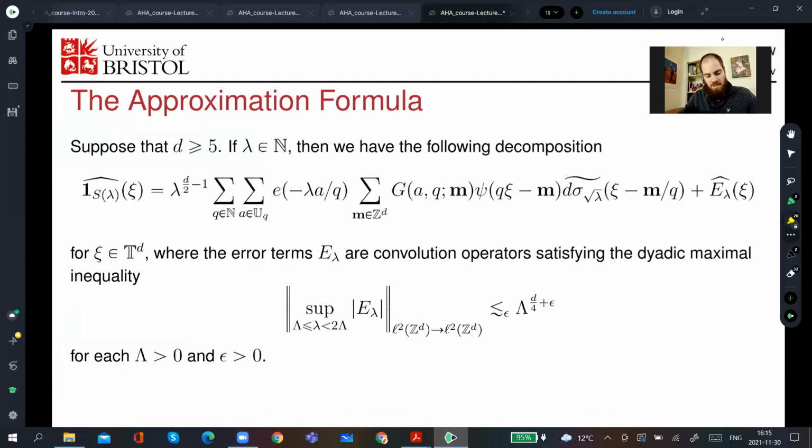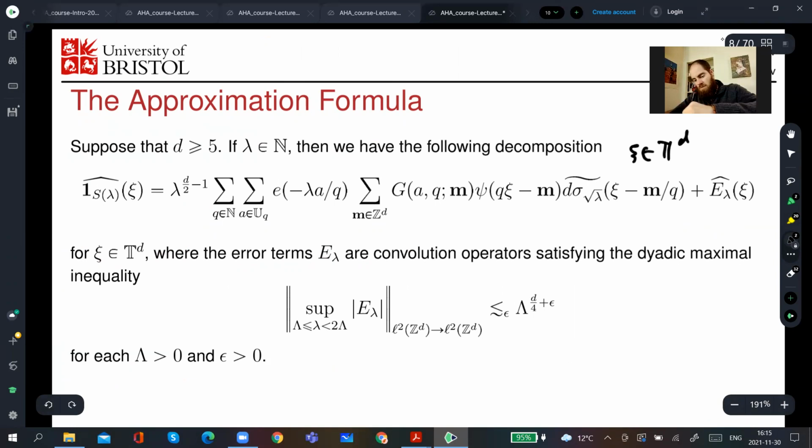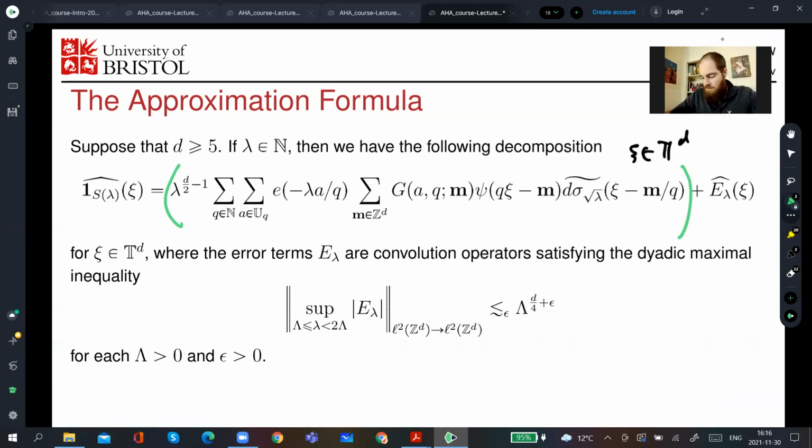So what's the approximation formula? Well, this unnormalized surface measure, which is just the indicator function of the integer points on a sphere of radius root lambda centered at the origin, has Fourier transform, for every point xi in T^d, the d-dimensional torus, the following approximation. It looks like this sort of mammoth right here in the middle, plus some error term, which I'm calling E of lambda, or actually the Fourier transform for that.